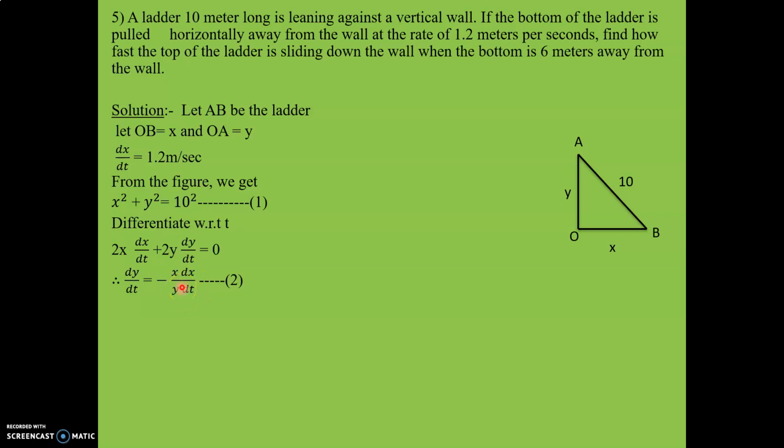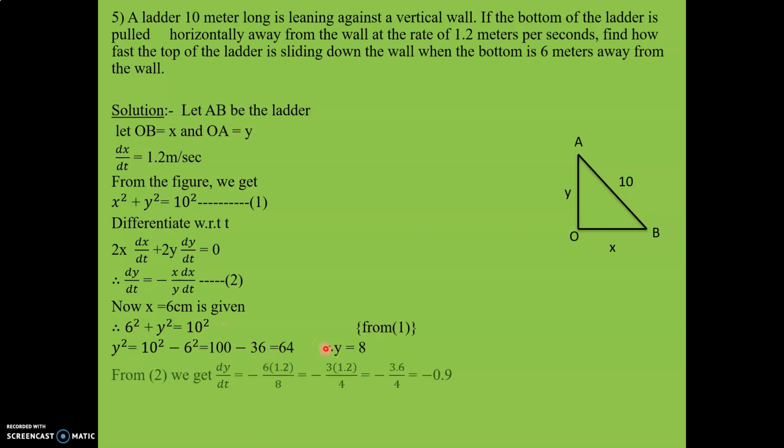Now only the x value we know, we don't have the y value, but we can find it from equation 1. The x value is given as 6. So substituting that value in equation number 1, we will get the y value. So 6² + y² = 10². Now y² is equal to 64, therefore y is equal to 8.